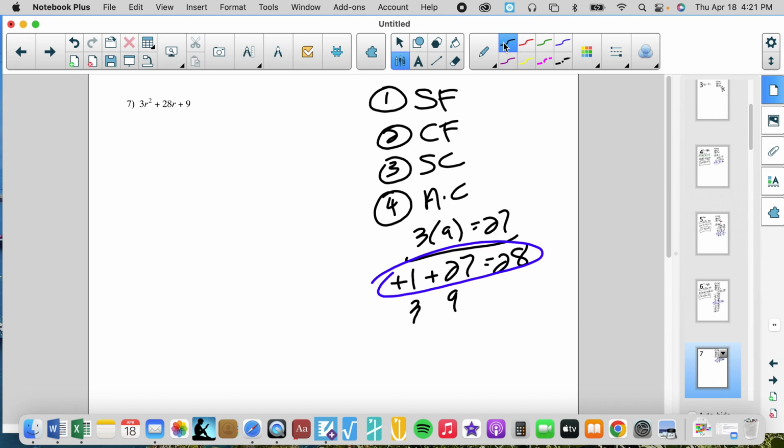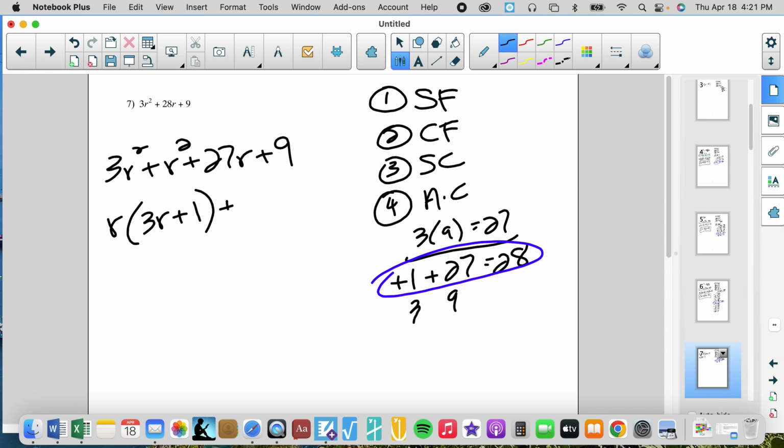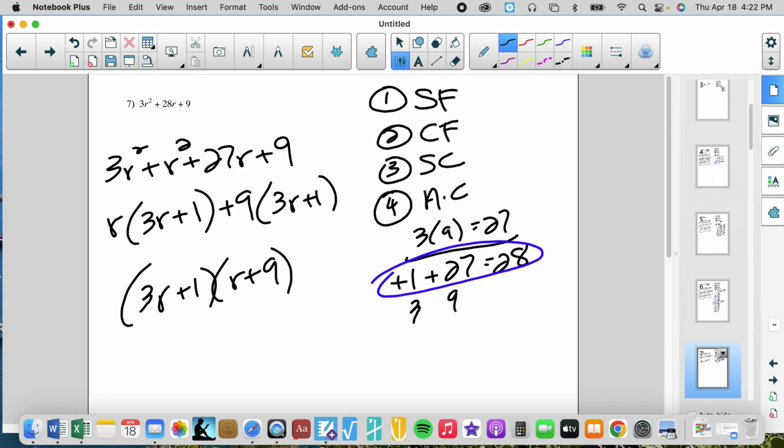So I'm choosing these: 3r squared plus r squared plus 27r plus 9. We'll factor out an r. That gives us 3r plus 1. We'll factor out a 9, which gives us 3r plus 1. So the quantity 3r plus 1 times r plus 9. Nice.